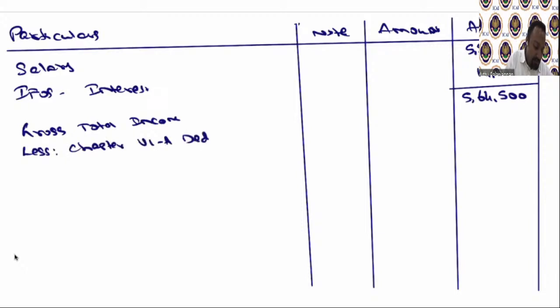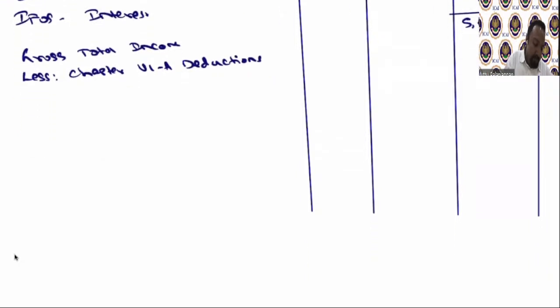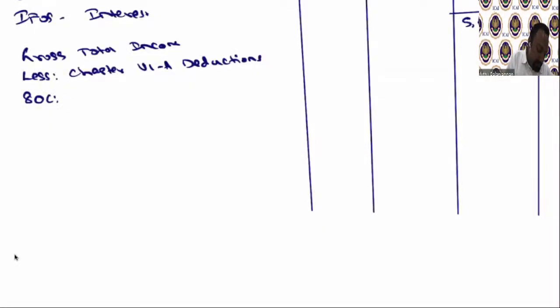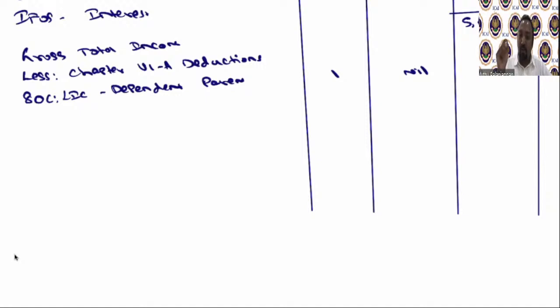Now less Chapter 6A deductions. So what is first? 80C. So what are there in 80C? Okay, we'll have to write LIC, dependent parent, note 1, nil. That makes sense, right? The valuer will know they have read the question properly. They know that it is not eligible for dependent parent, so they know that you have understood the provision. Give that impact to the valuer. That's what makes the difference in scoring marks.